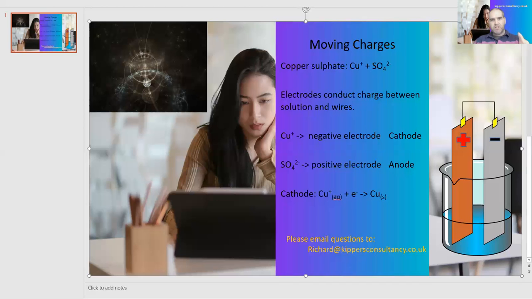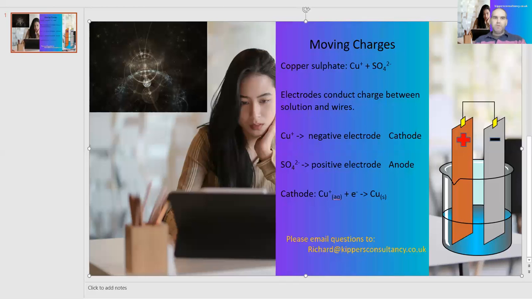The copper sulfate solution contains copper ions, Cu2+, and sulfate ions, SO4 2-. Since the copper ions are positively charged, they will be attracted to the negative electrode, which is called the cathode. The positive copper ions are called cations because they are attracted to the negative cathode.